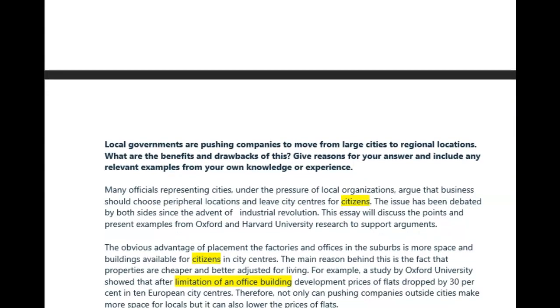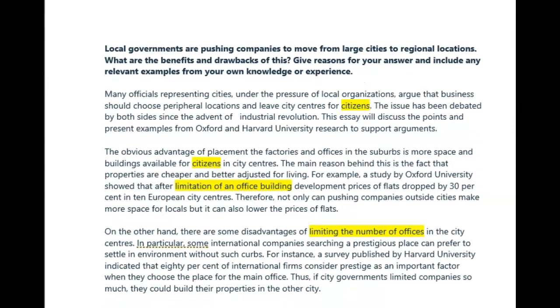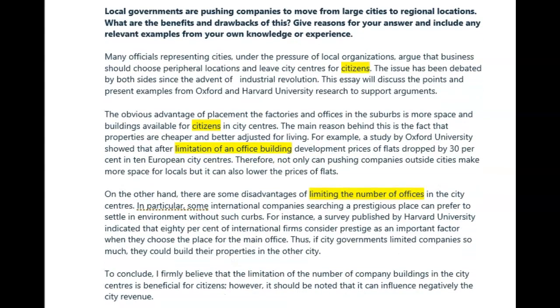Okay, so this essay, really interesting. Yes, pushing companies to move from large cities to regional locations. So benefits and drawbacks, reasons for your answer, and any examples. So you've made some very good examples here. I don't know what you study, but you're very comfortable, I think, writing these complicated essays. It doesn't seem to scare you at all. And you always have some really interesting things to say.